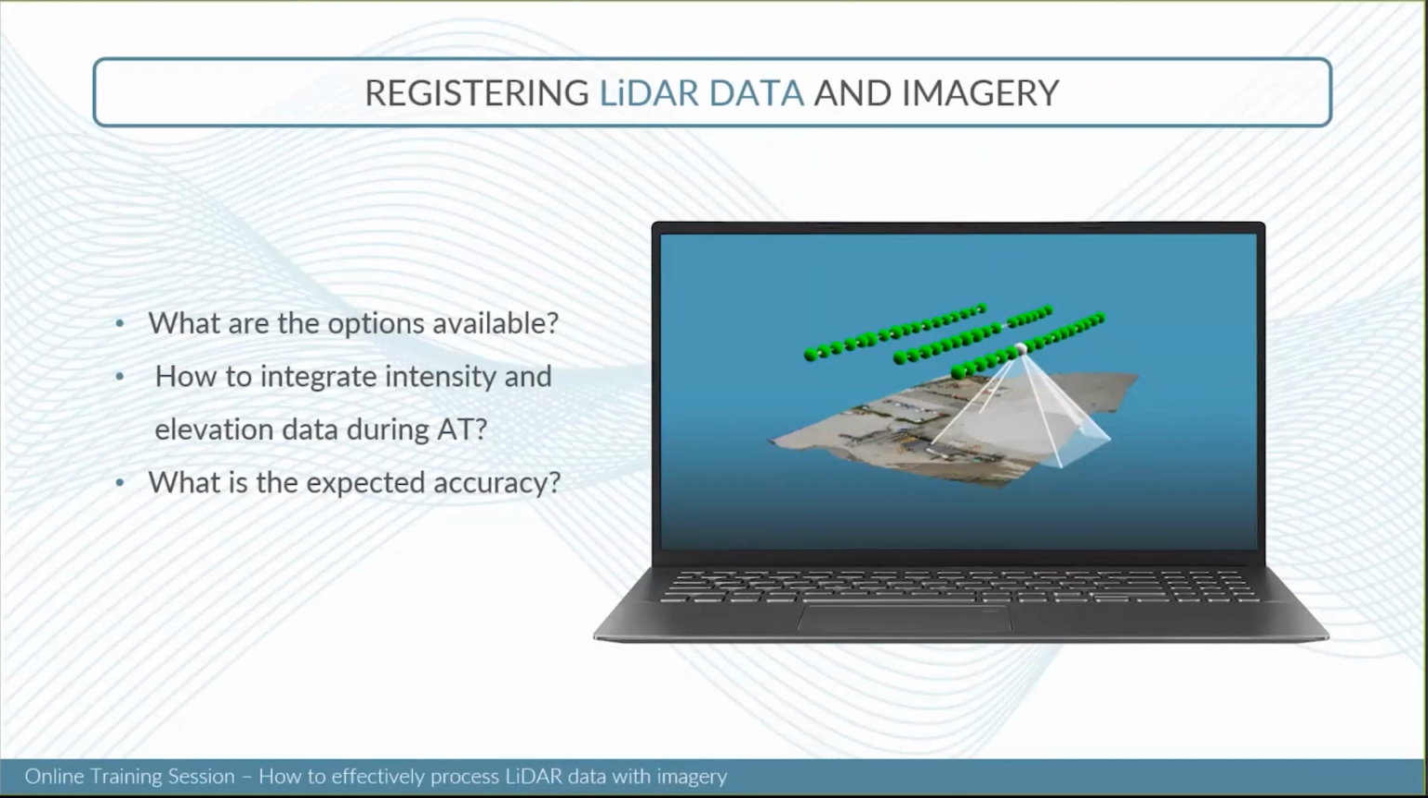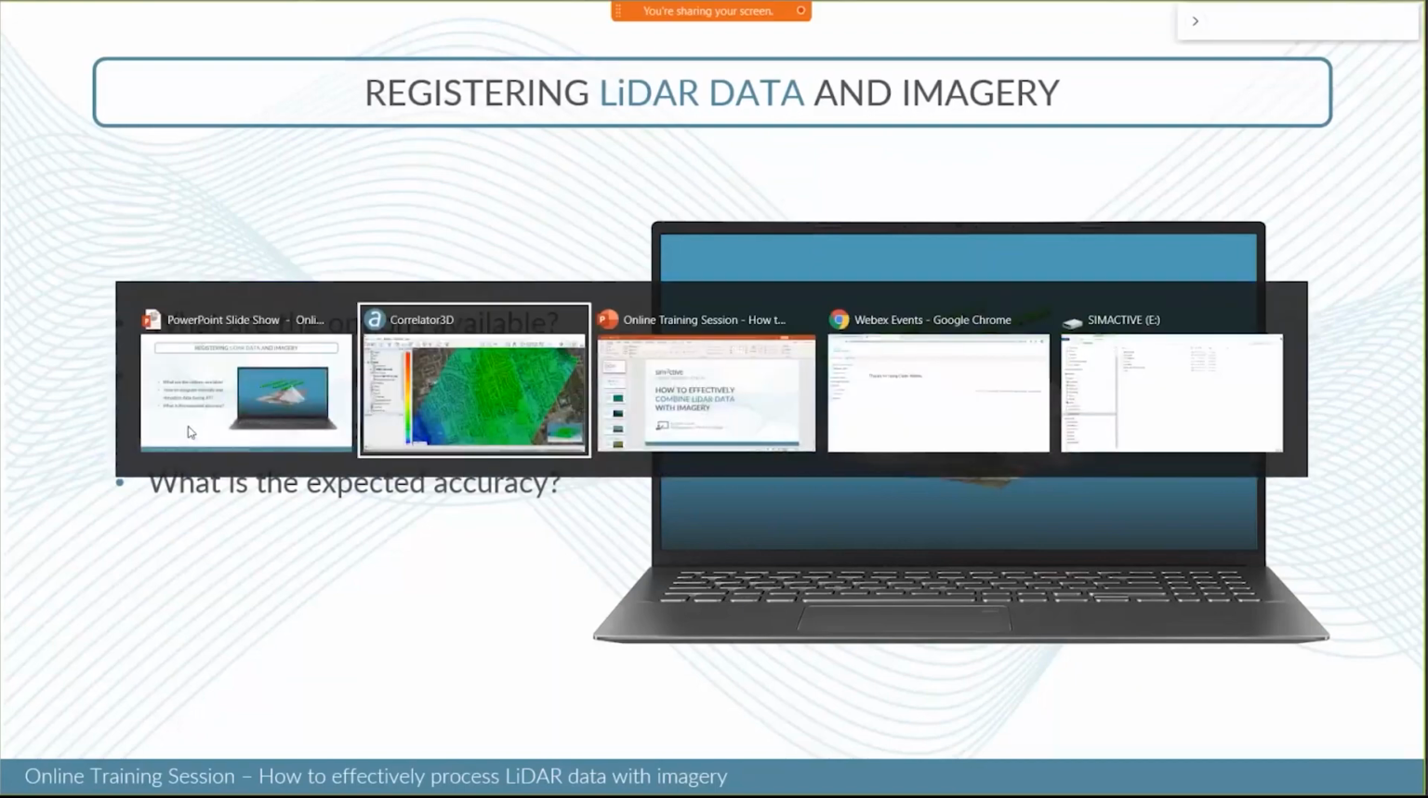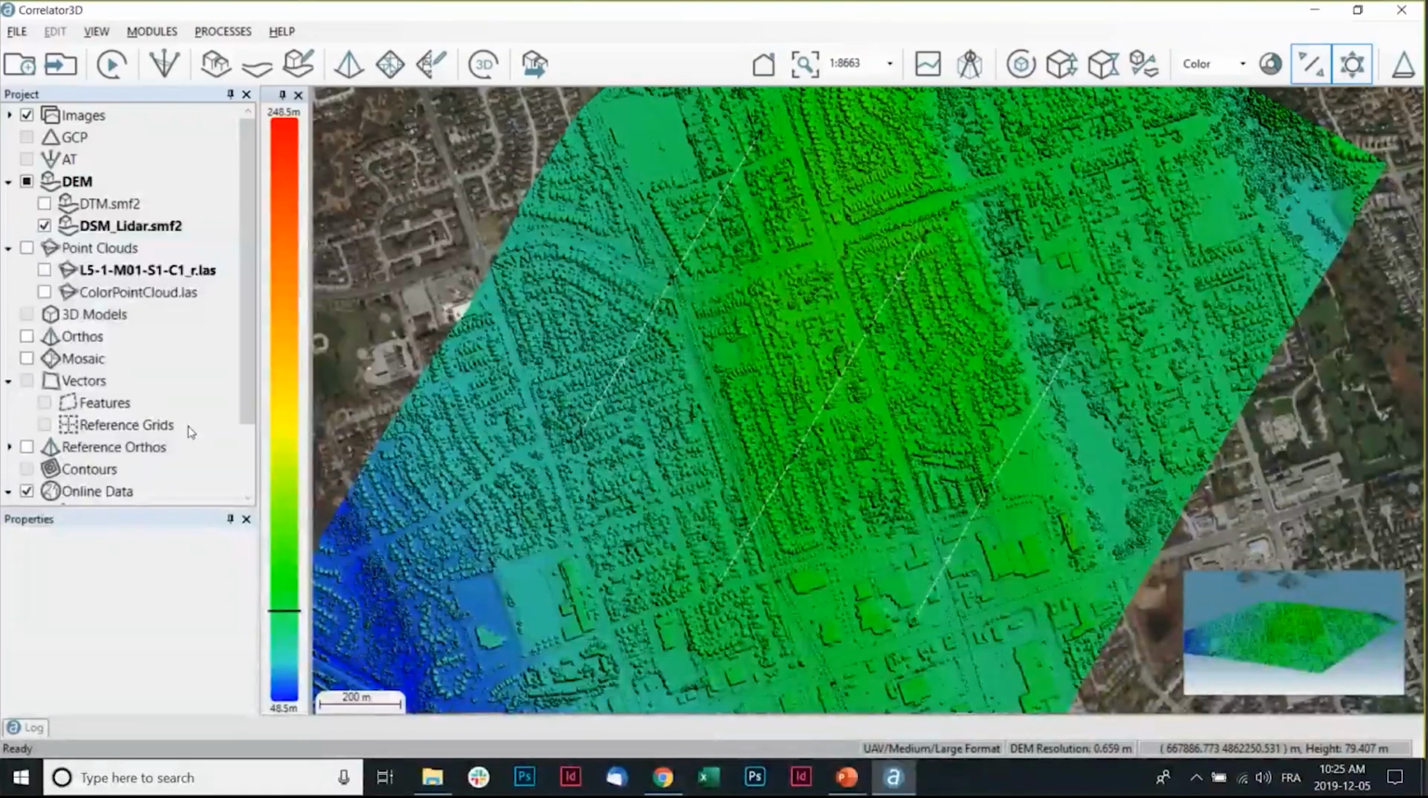So in the software, if I show you a bit of both workflows, the first one will be to integrate the intensity layer and the elevation data in order to try to do an automatic tie point detection between both sources.